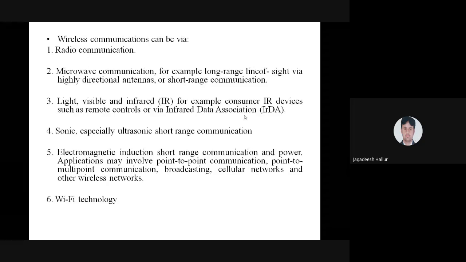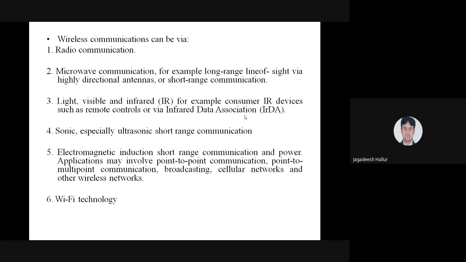Wireless communication can be used mainly for radio communications. While we are driving, we are listening to a particular FM with different frequency bands. That is for radio communication. Radio Mirchi FM 93.7, 98.7, 97.7. Like these different frequency bands, we are getting different channels. That comes under radio communication.